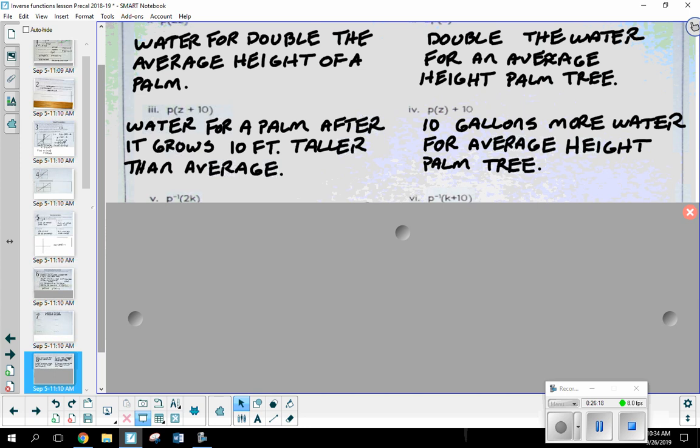What's changed? It's an inverse. Okay, so we still have our 2 quantities. We're dealing with the height of a palm tree and the number of gallons of water it needs, right? What's the input for the inverse? Is it the height or the water?